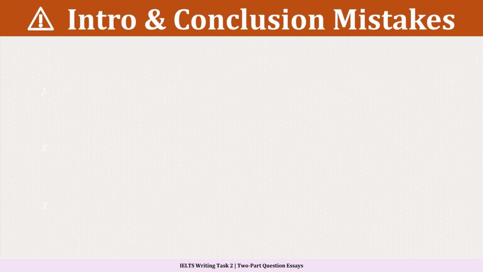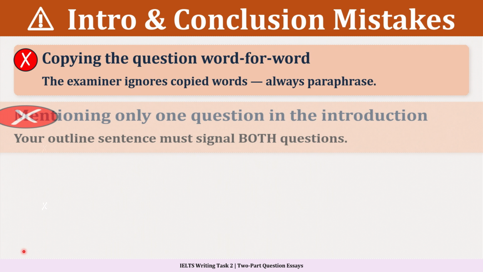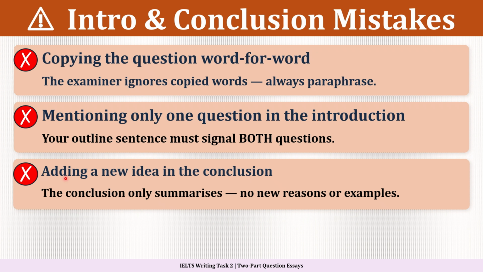Now let's look at 3 common mistakes to avoid. First, copying the question word for word. The examiner doesn't reward copied language, so always paraphrase wherever possible. Second, mentioning only one question in your introduction. Your outline sentence should clearly signal both questions. And third, introducing a brand new idea in the conclusion. The conclusion is only for summarizing your main ideas. It shouldn't include any new reasons or examples.